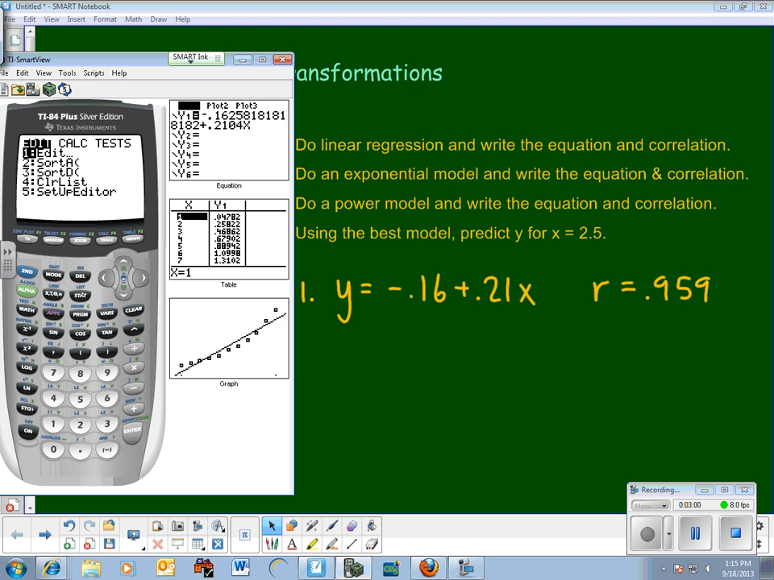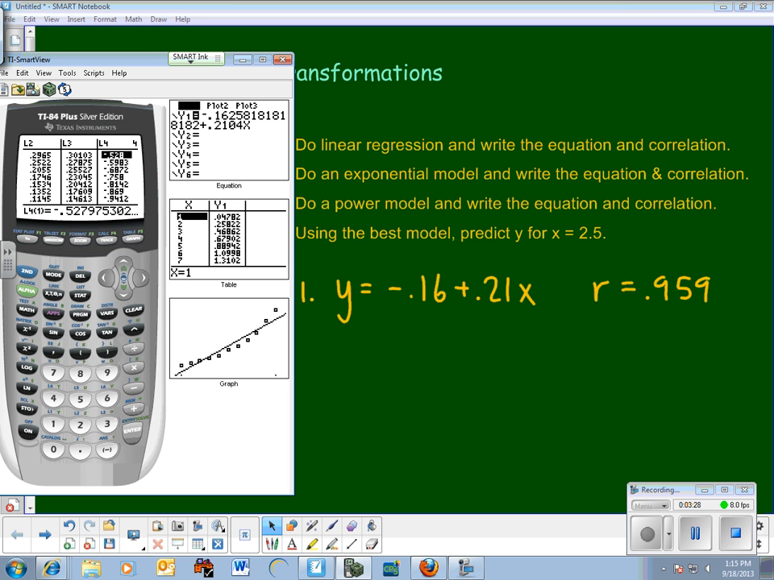So in my lists, I'm going to go ahead and log both. I'm going to do the log of my x's. So go up and highlight L3, and I'm going to do log of L1 to get the log of my x's. And then I'm going to go up in L4 and do the log of list 2. And that'll be my log of y's in list 4.